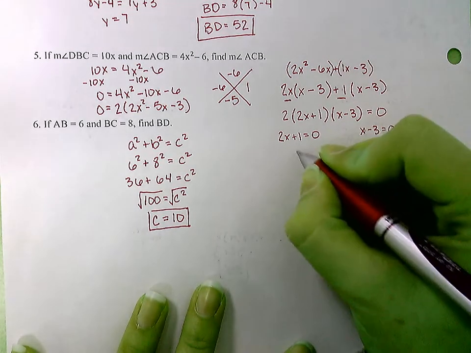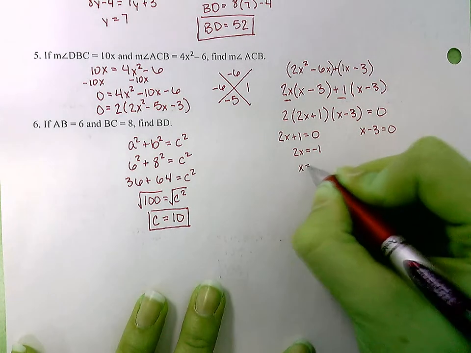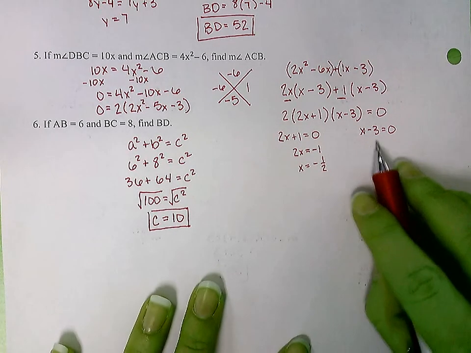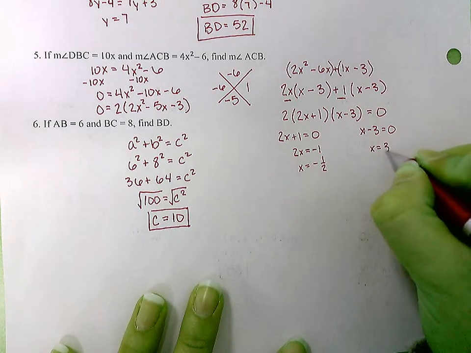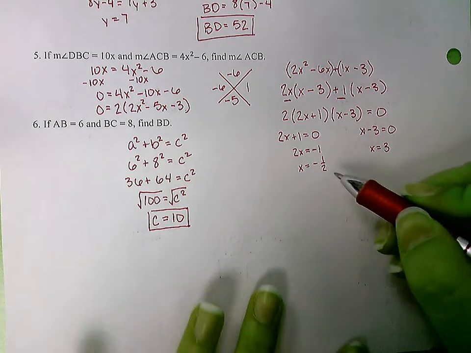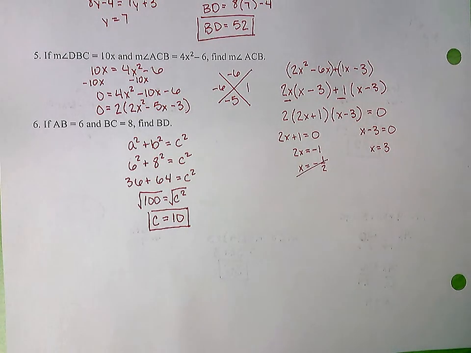So I'll subtract 1 here. So I have 2x equals negative 1. Divide by 2. And x is negative 1/2. This one, I need to add 3. And x equals 3. Now, since I'm looking for a length of something, right? My x value is not going to be negative. Okay, so my answer for x in this case is 3.